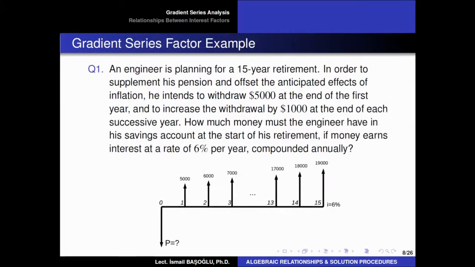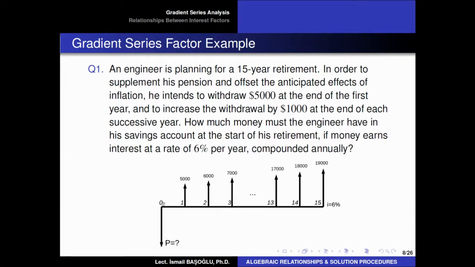Now this is our first question to solve. Here, an engineer is planning for a 15-year retirement plan. In order to supplement his pension and offset the anticipated effects of inflation, he intends to withdraw $5,000 at the end of the first year and to increase the withdrawal by $1,000 at the end of each successive year. Okay, so here's the thing.